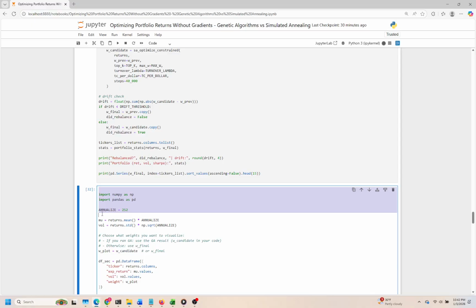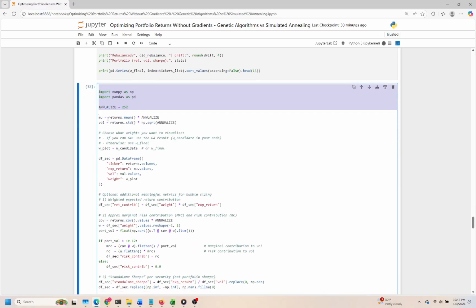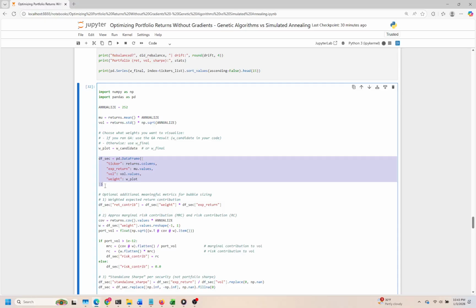Next, we define which set of weights to visualize, depending on whether we've used a genetic algorithm in earlier computations or a final weight set. This flexibility allows us to adapt our analysis based on the optimization method employed earlier in our analysis. We then create a data frame to hold our data, including tickers, expected returns, volatilities, and selected weights. This structured approach allows for clear and efficient manipulation of our metrics as we dive deeper into the analysis.